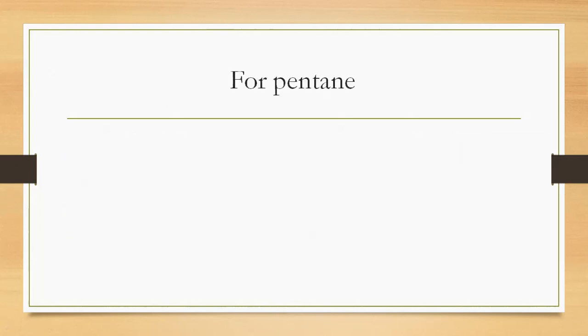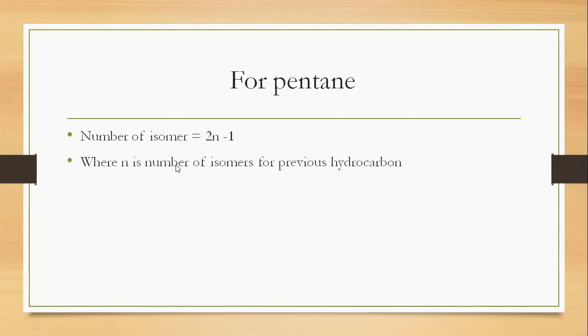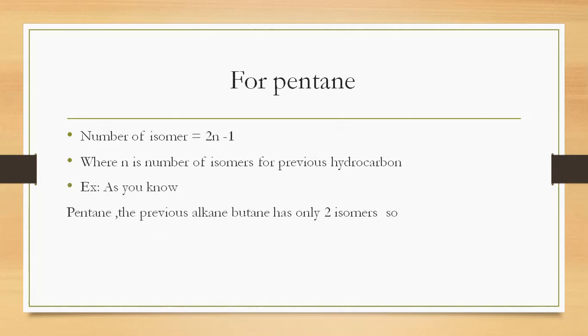Now, take this example of pentane. Number of isomers is 2n minus 1, where n is the number of isomers of the previous hydrocarbon. As you know, for pentane the previous alkane is butane, which has only 2 isomers. So n equal to 2. So 2 into 2 minus 1 is equal to 3 isomers possible. And we already know that pentane has only 3 isomers.